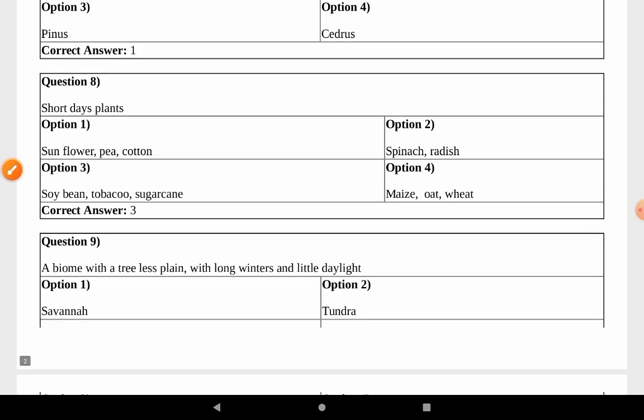The next question is short day plants. Option 1 sunflower, pea, cotton. Option 2 spinach, radish. Option 3 soybean, tobacco, sugarcane. Option 4 maize, oat, wheat. So the correct option is option 3. Soybean, tobacco and sugarcane are short day plants.